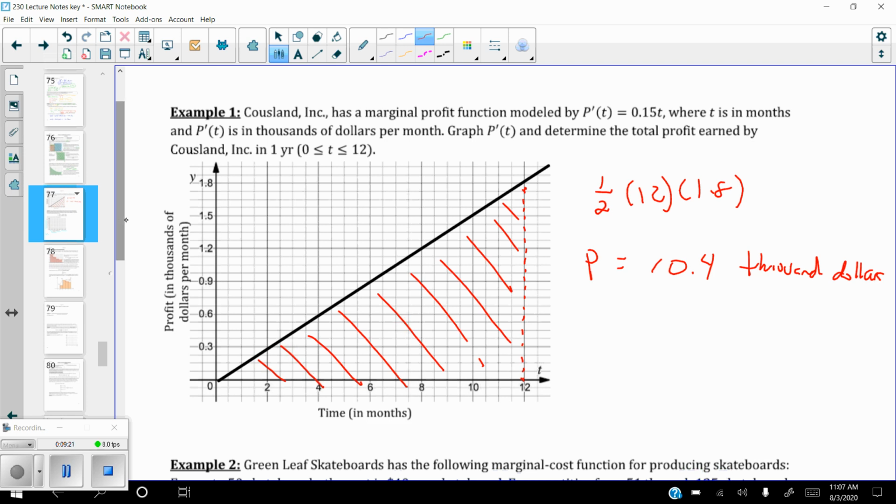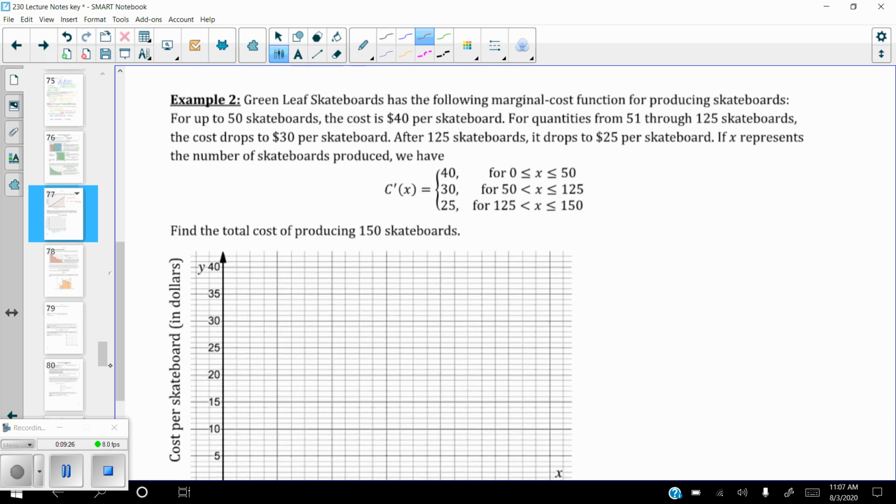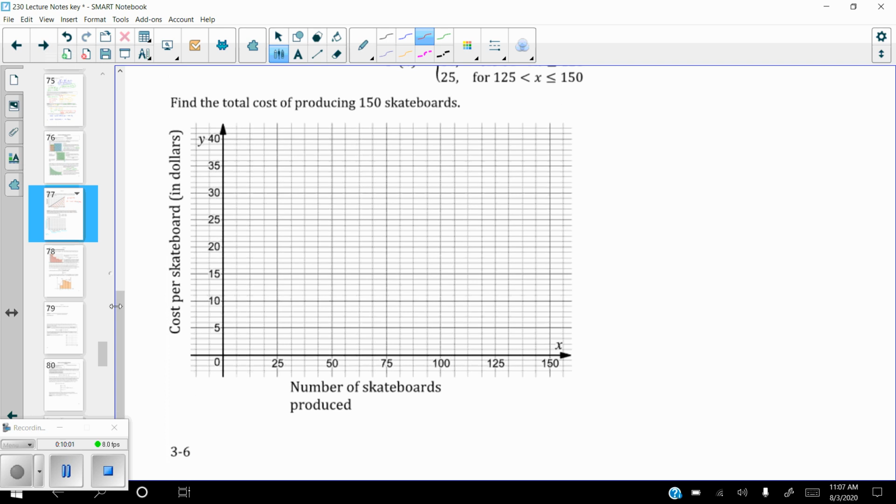All right, so let's go ahead and take a look at another example. In this example, Greenleaf Skateboards has the following marginal cost function for producing skateboards. For up to the first 50 skateboards, the cost is $40 per skateboard. For quantities from 51 to 125, the cost drops to $30 per skateboard. And then after they've sold 125 skateboards, it drops to $25 per skateboard. If x represents the number of skateboards produced, we have the cost function, which is given as the piecewise function, which is what we just read. So let's go ahead and graph it, and then we're going to find the total number of skateboards sold.